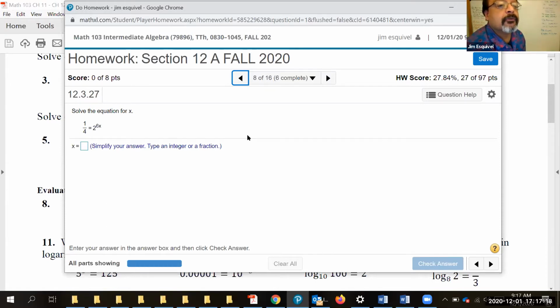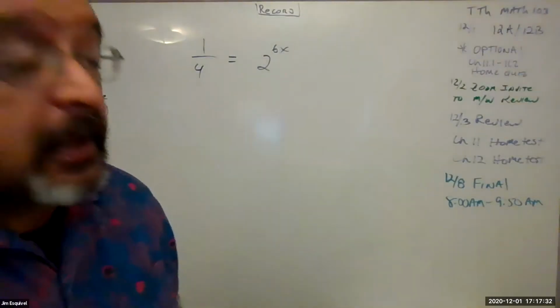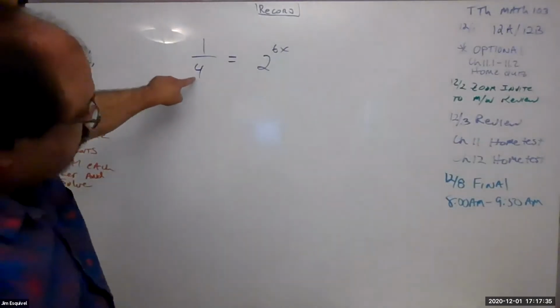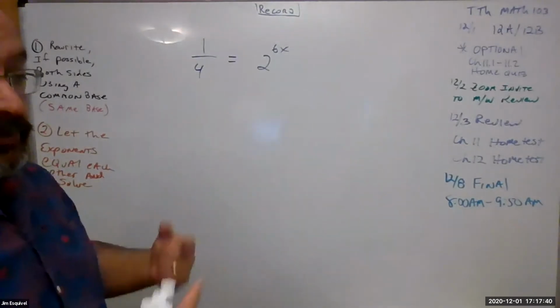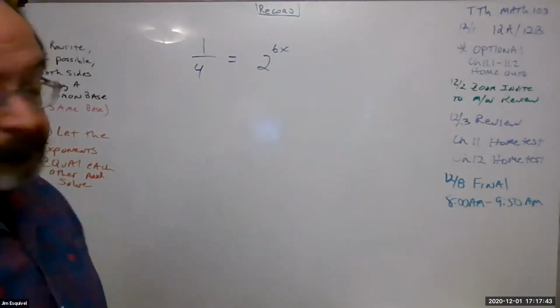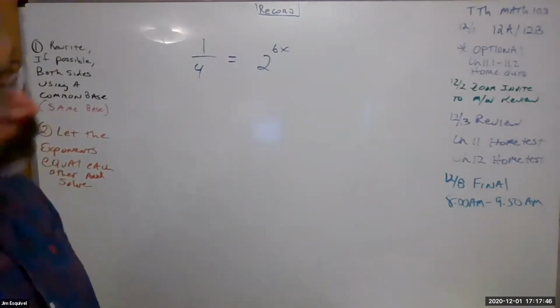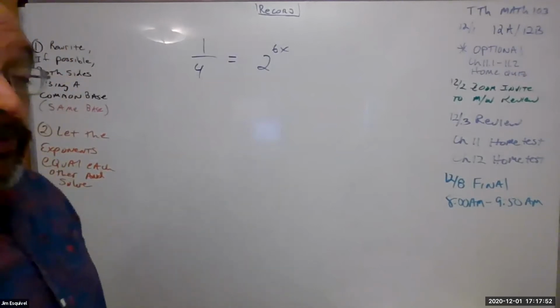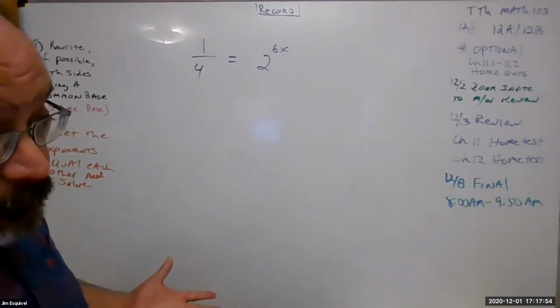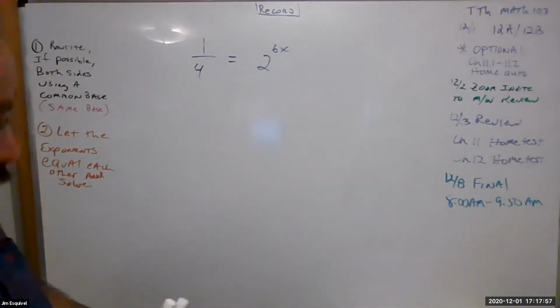So 1/4 equals 2 to the 6x. So you look at your numbers. Down here, there's a 4. Up here, there's a 2. 4 and 2 are both powers of who? That's an easy one. 4 and 2 are both powers of 2.